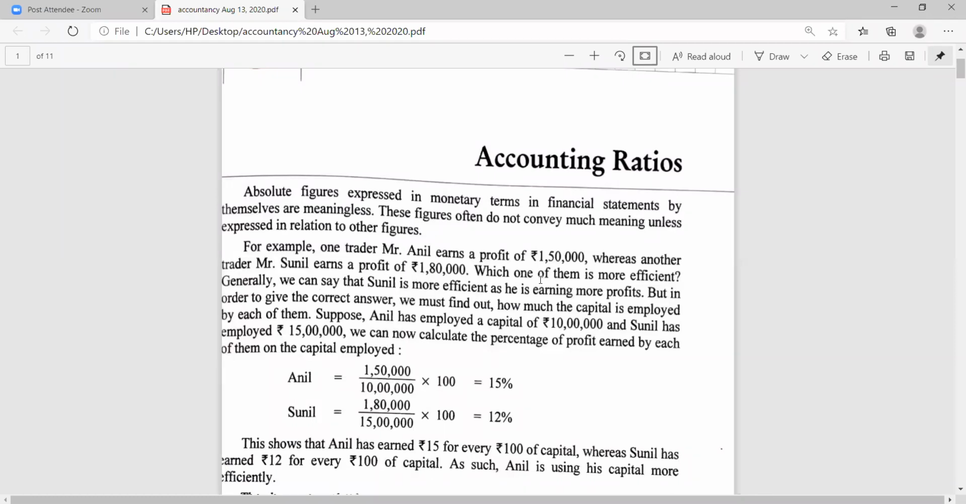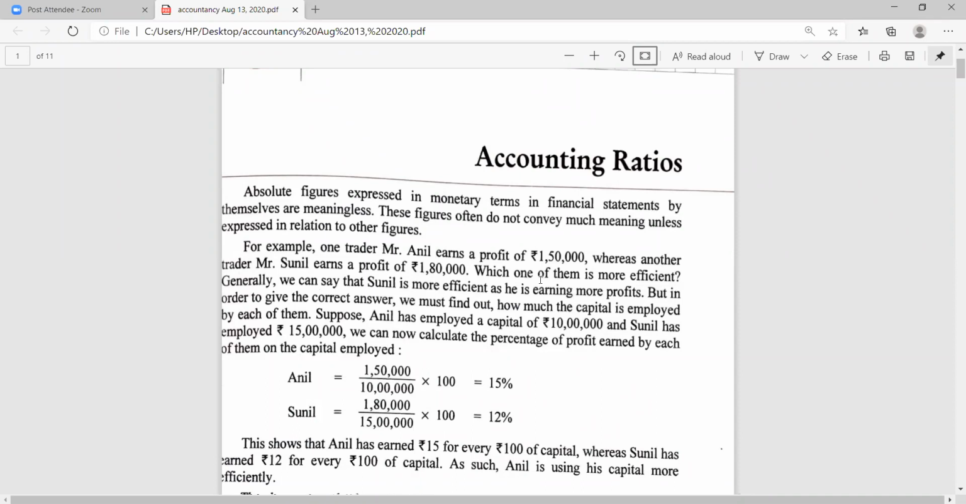For example, one trader, Mr. Anil, earns a profit of rupees 1,50,000, whereas another trader, Mr. Sunil, earns a profit of rupees 1,80,000. Which one of them is more efficient? If you see the figures, you have to find out the figures first and then analyze. And it is a very small figure about the profit only that is given. So many figures are there related to the profitability of the business, as well as financial position like assets, liability, equity. So many things are there. When you get all things together, it is not easy to analyze.